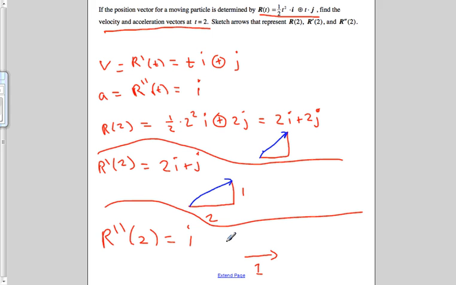So that's looking at limits and derivatives of vector valued functions. Hope this was pretty straightforward. That's it.